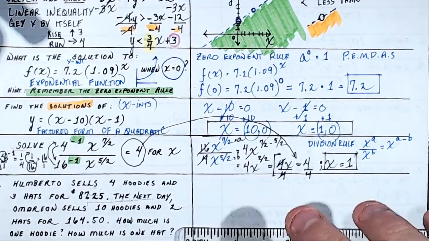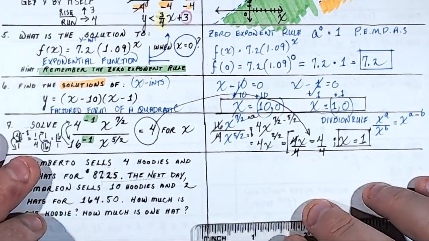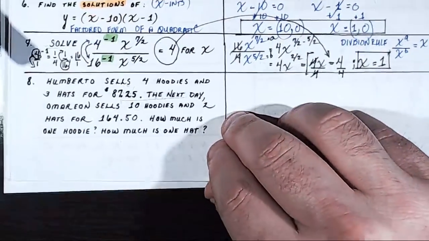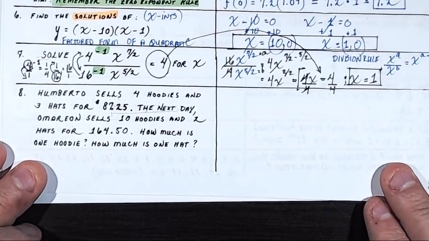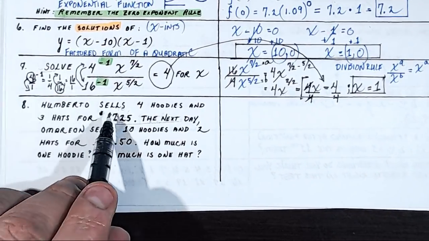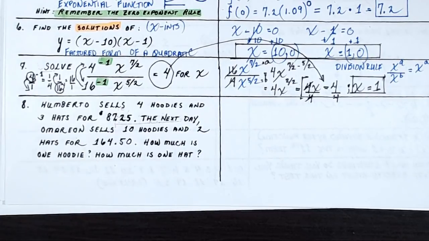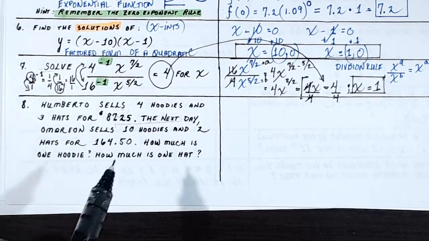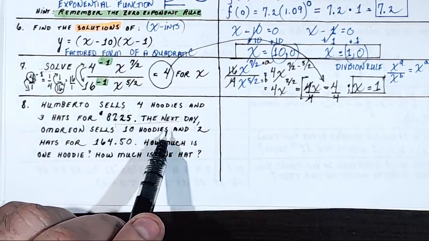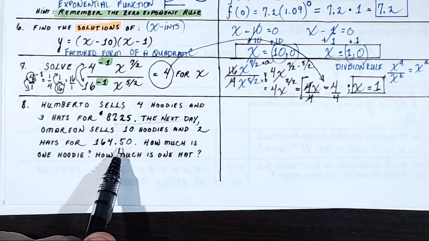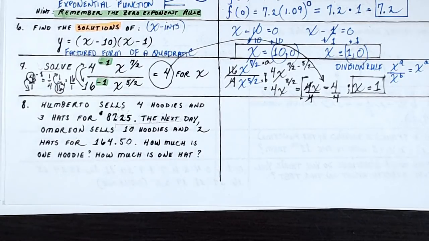Okay, moving on to number 8. Umberto sells 4 hoodies and 3 hats for $87.25. The next day, Omarion sells 10 hoodies and 2 hats for $164.50. How much is one hoodie? How much is one hat? We've seen this countless times.